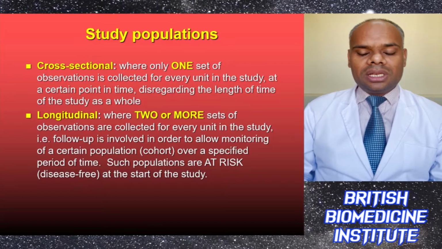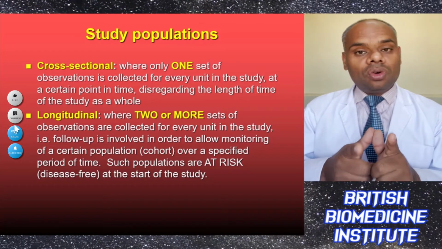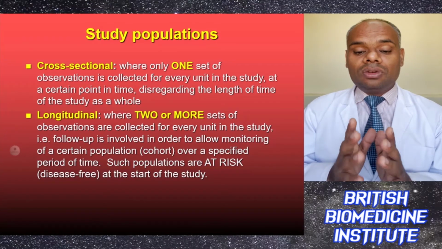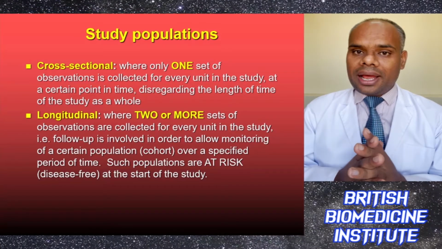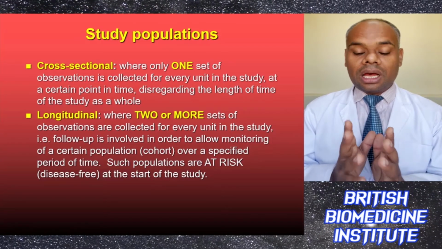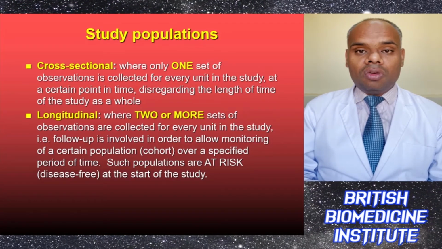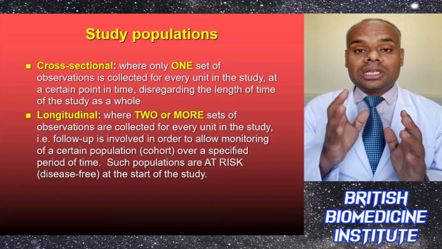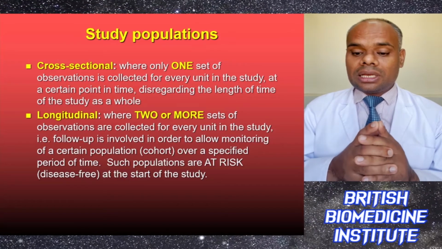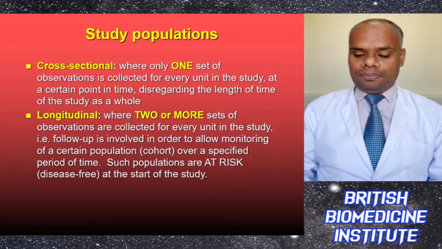Study population. Under cross-sectional studies, only one set of observations is collected for every unit in the clinical study at a certain point in time, disregarding the length or time of the study as a whole. Whereas under longitudinal studies, two or more sets of observations are collected for every unit in the clinical study. For example, follow-up is involved in order to allow monitoring of a certain population, like cohort studies, over a specific period of time. Such conditions are at risk, or they can be disease-free at the start of the clinical study.